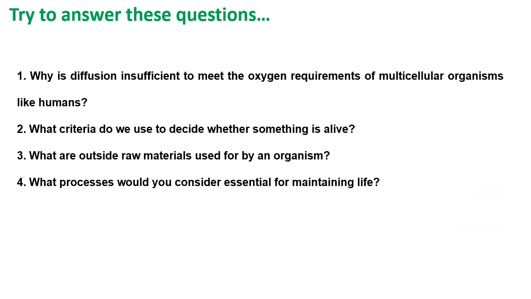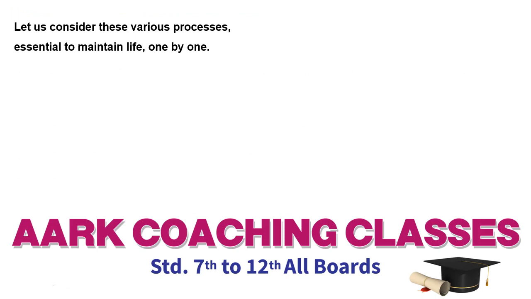So try to answer these questions. These are there in your book. Why is diffusion insufficient to meet the oxygen requirements of multicellular organisms like humans? Second, what criteria do we use to decide whether something is alive? Very simple questions. What are the outside raw materials used by an organism? What processes would you consider essential for maintaining life? We'll now consider these various processes essential to maintain life one by one.